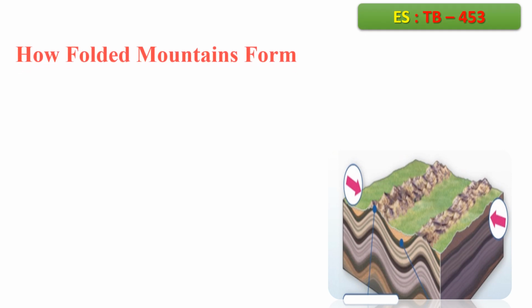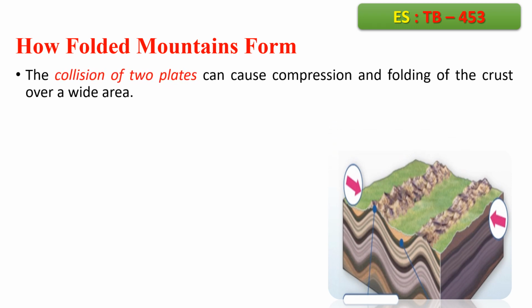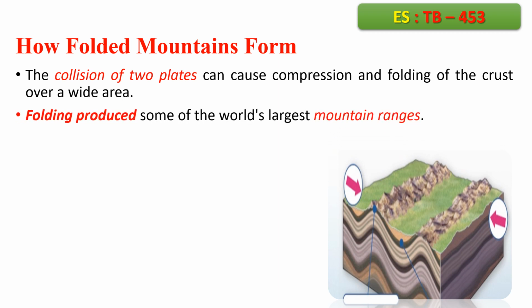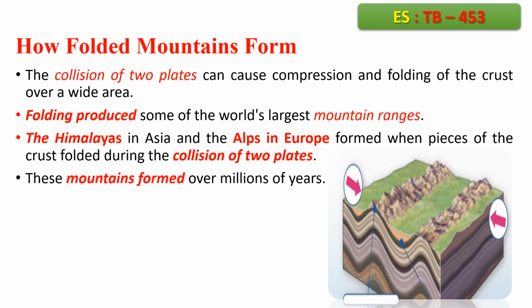Now we can check how folded mountains form. The collision of two plates can cause compression and folding of the crust over a wide area. Folding produced some of the world's largest mountain ranges. The Himalayas in Asia and the Alps in Europe formed when pieces of the crust folded during the collision of two plates. These mountains formed over millions of years.